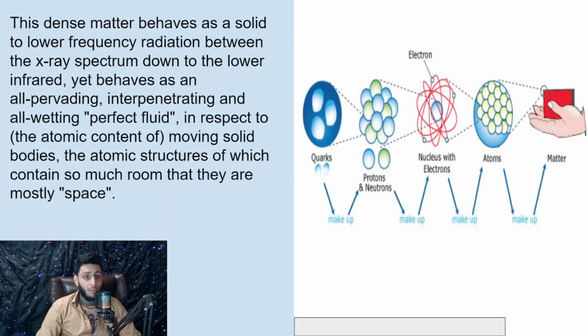This dense matter behaves as a solid to lower frequency radiation between the X-ray spectrum down to the lower infrared, yet behaves as an all-pervading, interpenetrating, and all-wetting perfect fluid in respect to the atomic content of moving solid bodies, the atomic structures of which contain so much that they are mostly space.